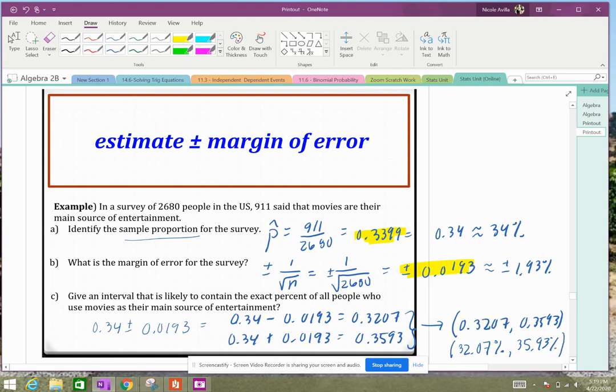Either way, I can say that I'm pretty sure that the true proportion of people in the US that say movies are their main source of entertainment is somewhere between 32.07% and 35.93%.